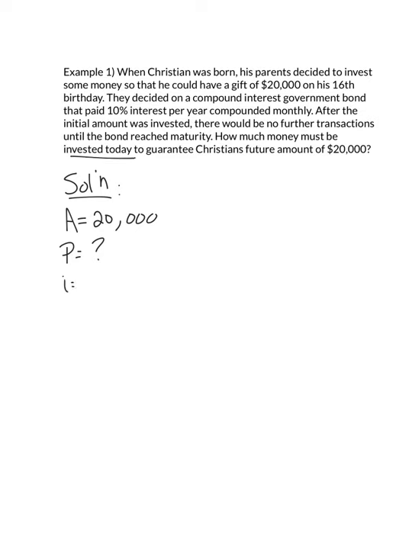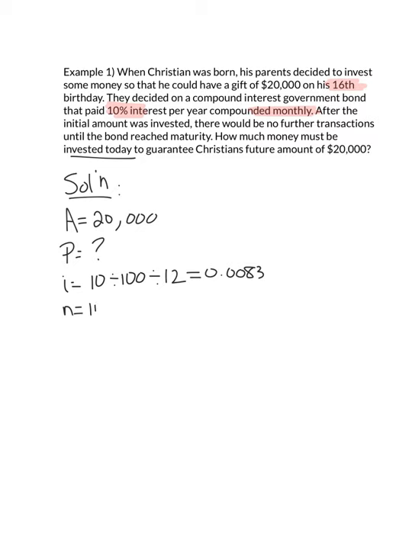We also know that the interest is 10%, so don't forget we need to divide that by 100 to put it into a decimal. But we also need to be dividing by that magic number. I'm seeing right here that it's 10% interest compounded monthly. Monthly means our magic number is 12. So 10 divided by 100 divided by 12 is 0.0083, and n is my number of years, which it says is his 16th birthday.